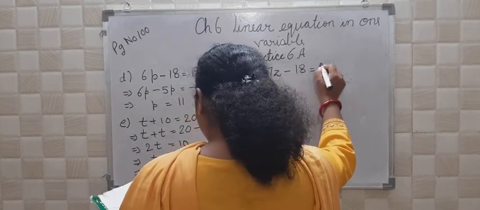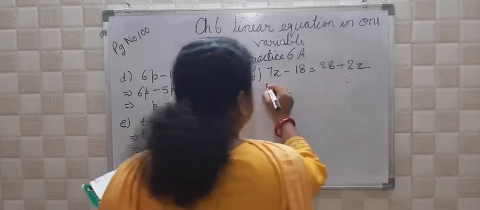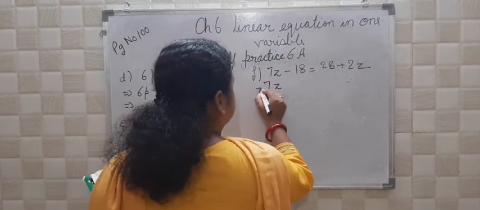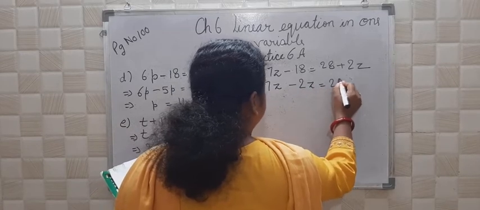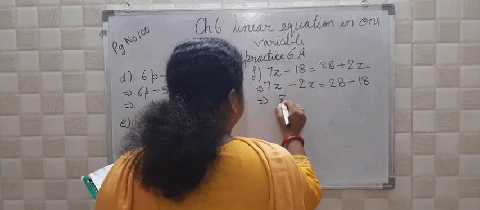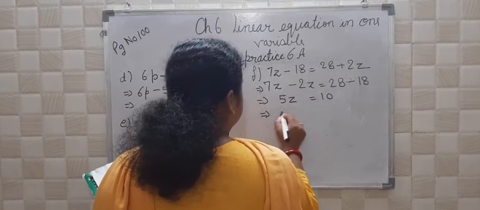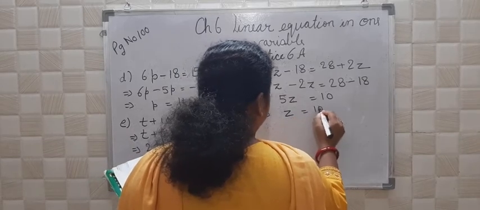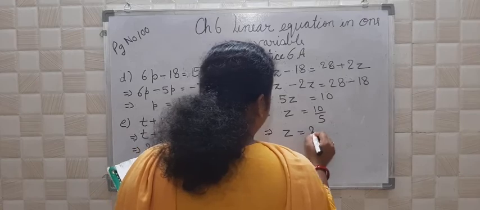7z minus 18 is equal to 28 plus 2z. So 7z minus 2z is equal to 28 minus 18. So 5z is equal to 10. So z is equal to 10 upon 5, which implies that z is equal to 2.